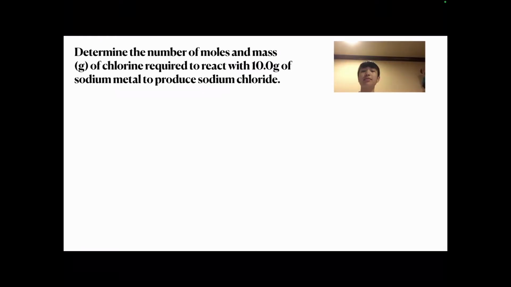This first problem here wants us to determine the number of moles and mass of chlorine required to react with 10 grams of sodium metal to produce sodium chloride. So the first thing to do in a stoichiometry problem like this is to write out that balanced chemical equation on the side. There it is.